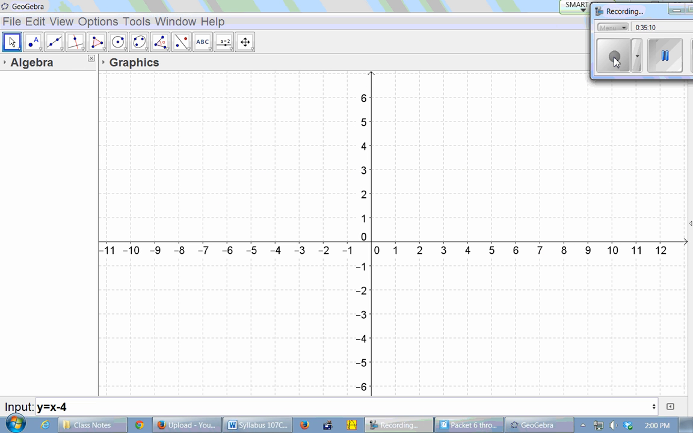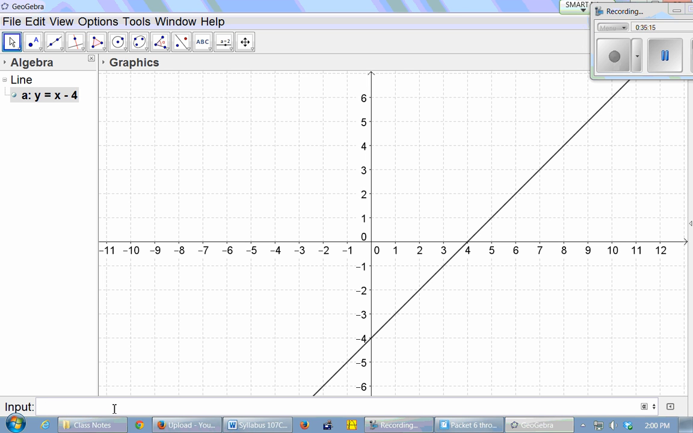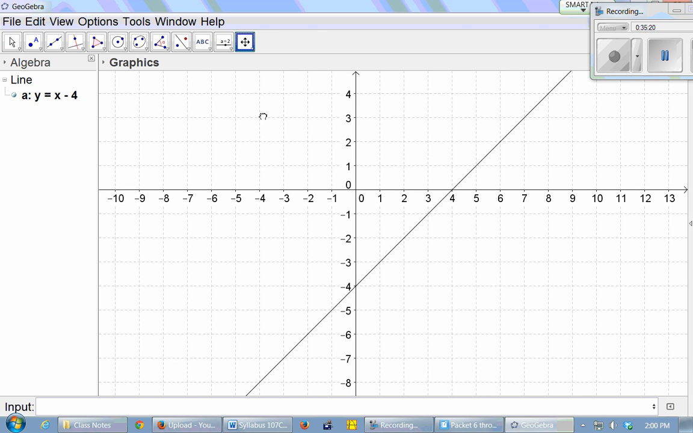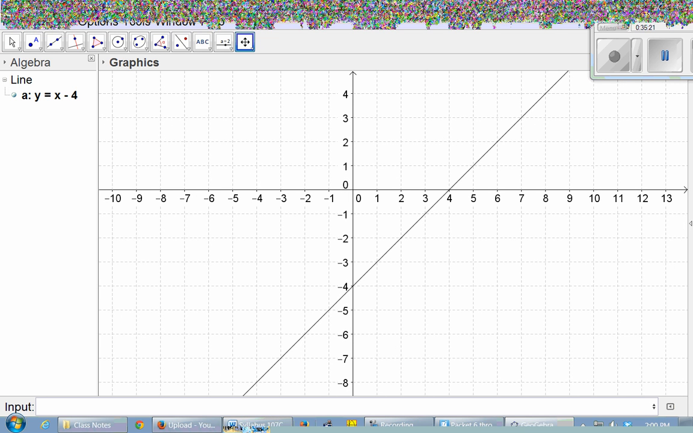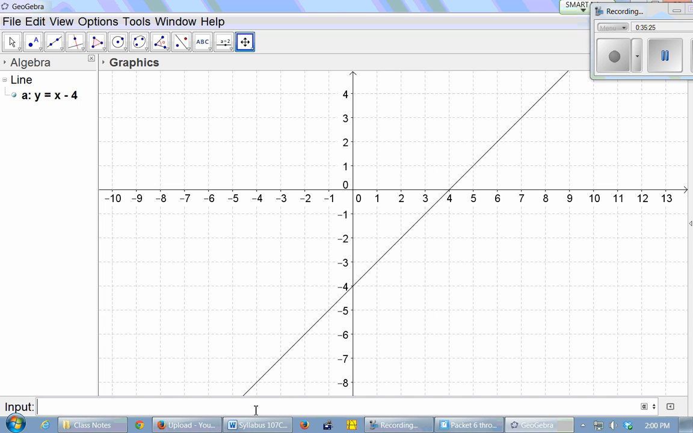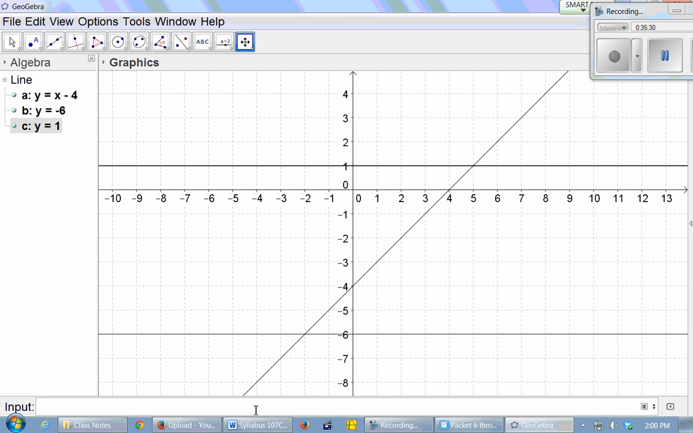Okay, so I'm graphing x minus 4. Y equals x minus 4. It's just a line. I want to know when the y values for this line are between -6 and 1. So I'm going to graph y equals -6, y equals 1, and I'm looking for the y values that are sandwiched between these, right? So it's like all right here is where this line, x minus 4, is between 1 and -6.